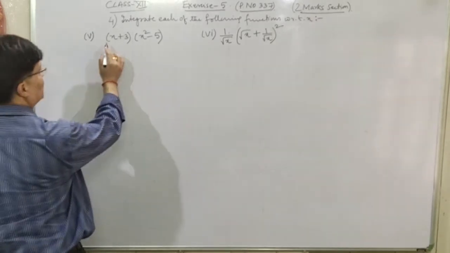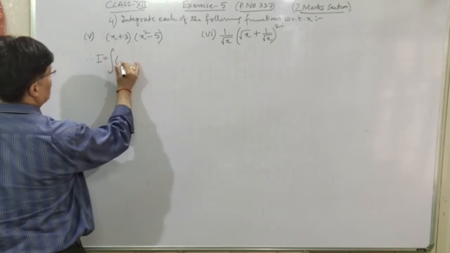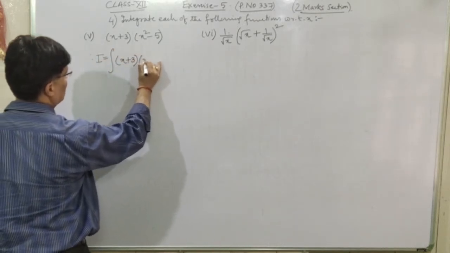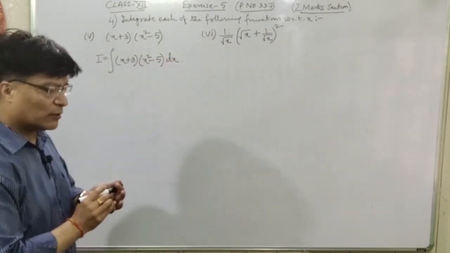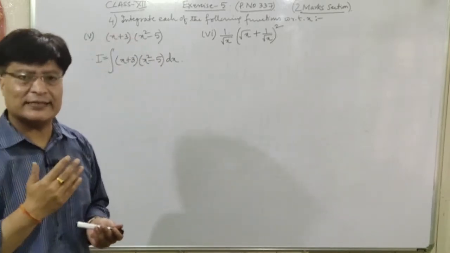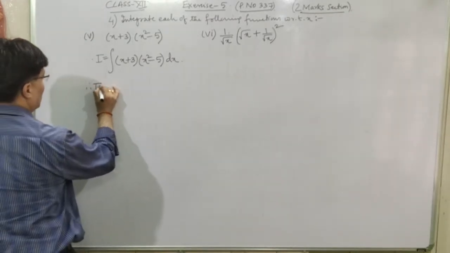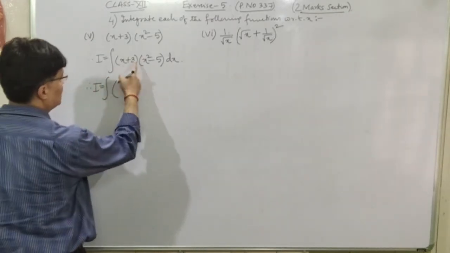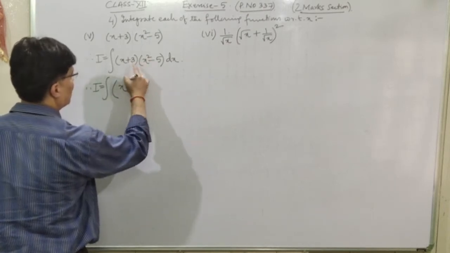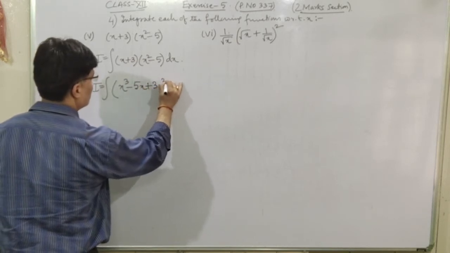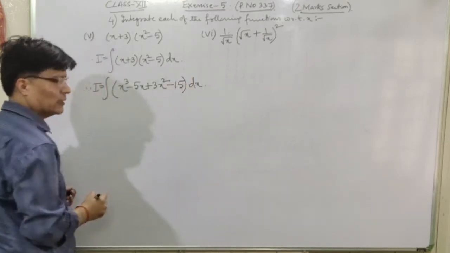So now let us integrate x plus 3 into x square minus 5. So therefore I is equal to integration of x plus 3 into x square minus 5 dx. Okay? So here also you cannot integrate it directly. You have to simplify these two factors, right? So therefore I is equal to integration of within bracket x cube minus 5x plus 3x square minus 15, as 3 5s are 15, then you write dx.